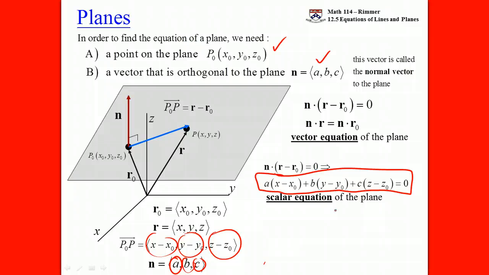Not the standard way, but it works. It is the equation. It's real easy to do, and in most cases, you probably go right to that. If you had A, B, and C, and if you had x naught, y naught, z naught, perfect. Just plug right into this.